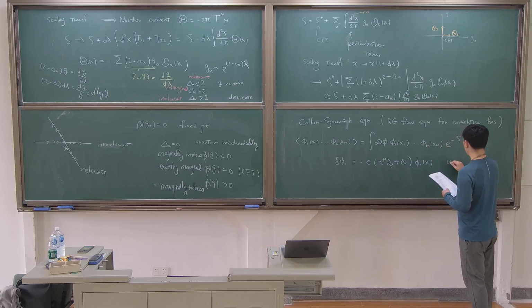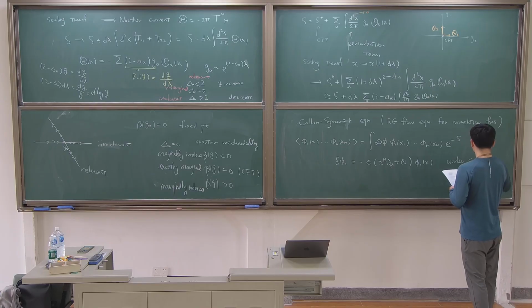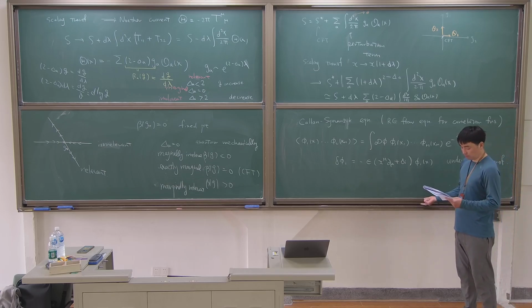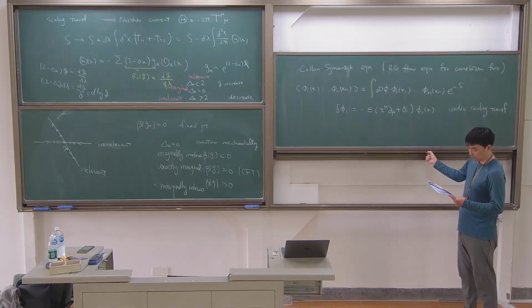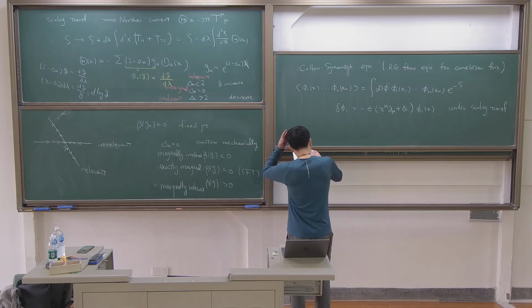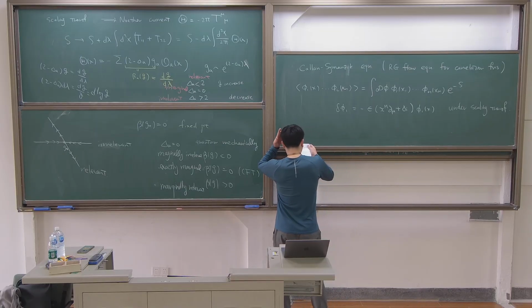under a scaling transformation. We already knew how they behave. So therefore, the Ward-Takahashi identity for the scaling transformation becomes like this.